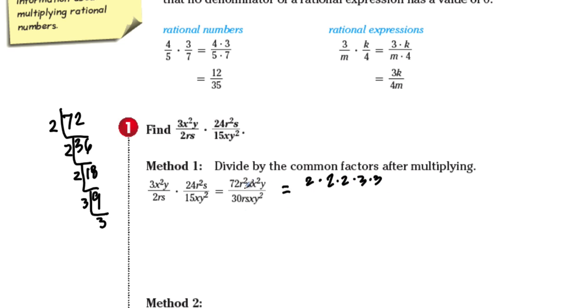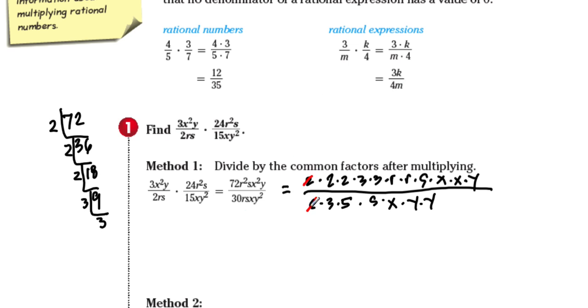And then simply expand on your r squared. Well, let's just expand it so it'll be easier for you to follow. r times r times s times x times x times y, all over the prime factorization of 30, which would be 2 times 3 times 5 times s times x times y times y. And we start canceling our common factors.